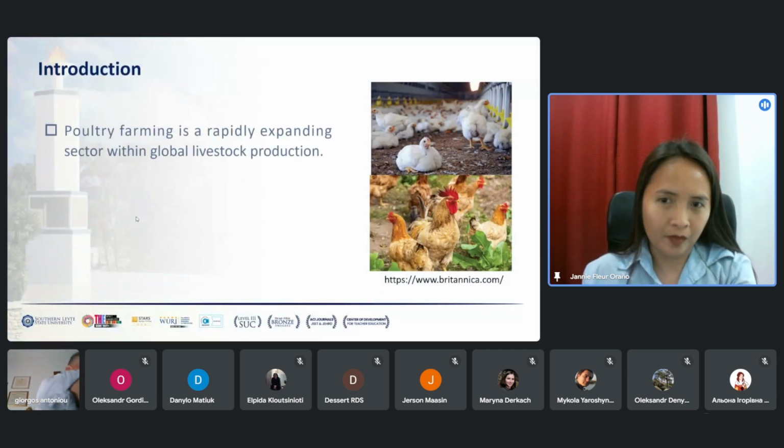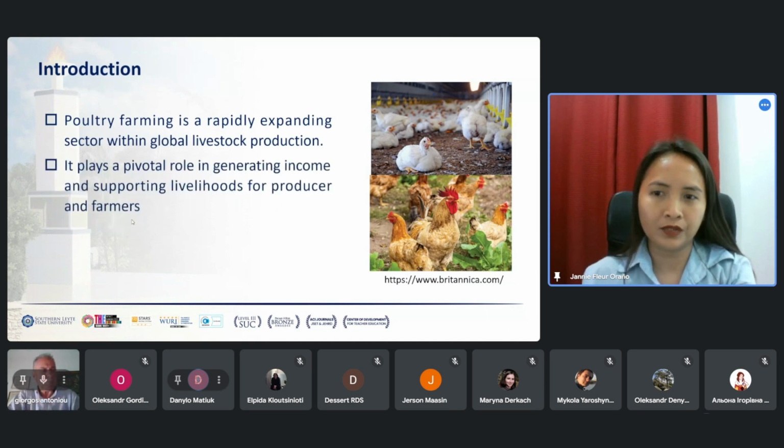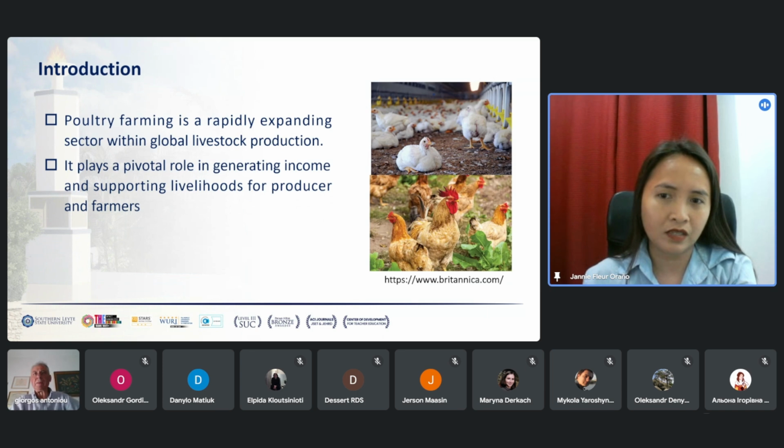Poultry farming is one of the fastest growing sectors of livestock production worldwide, with global poultry meat production exceeding 103.5 million metric tons in 2023 and projected to be 104.2 million metric tons in 2024. With these data, it is evident that this industry is playing a vital role in generating income and supporting livelihoods for producers and farmers.